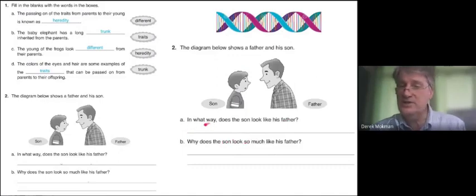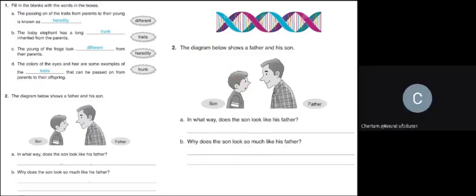So the first question says, in what way does the son look like his father? The second question says, why does the son look like his father?